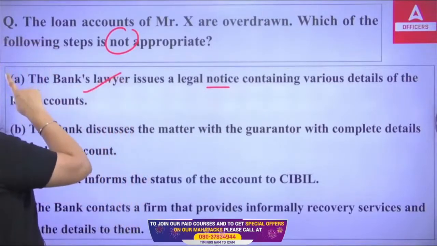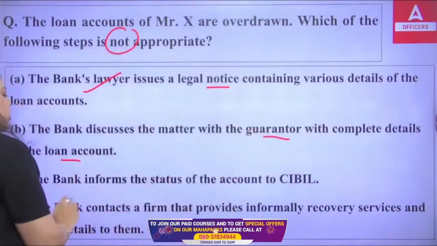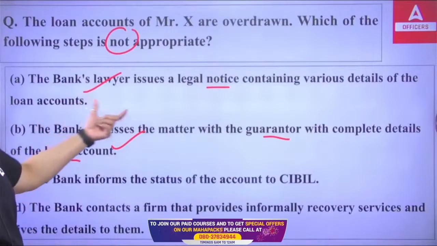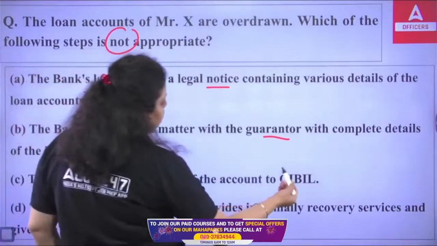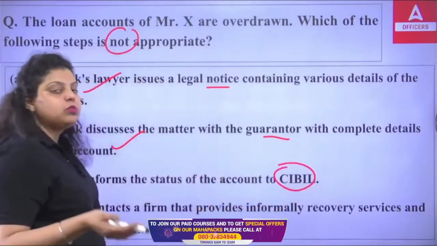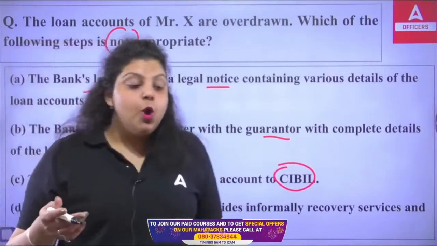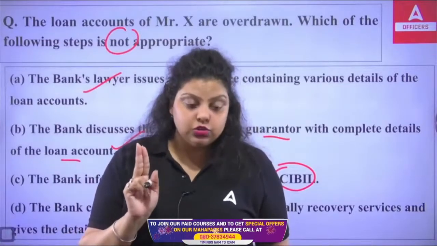This is true. The bank discusses the matter with the guarantor with complete details of the loan account. This is also true. After facing the overdrawn condition, you have to talk with the guarantor about that. The bank informs the status of the account to Syllabus. This is also true. Syllabus is what? Credit Information Bureau of India Limited, that gives the rating to the customer on the basis of their credit card repayment and loan repayment condition.